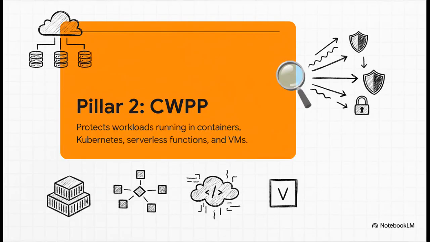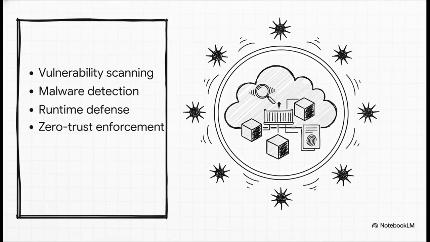All right, next up, we've got pillar number 2, CWPP, or Cloud Workload Protection Platform. Now, if CSPM secures the infrastructure, the building itself, then CWPP secures what's happening inside it. We're talking about your active, running code, your containers, your Kubernetes pods, your serverless functions. This is where the platform goes from being a building inspector to a full-on security guard.